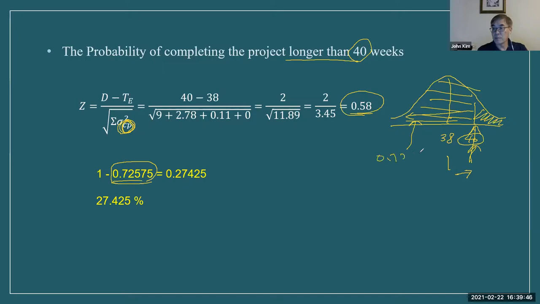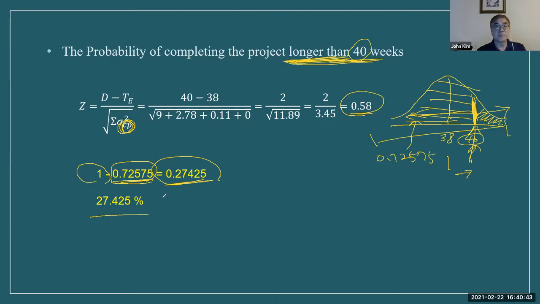But the question asks longer than, from this boundary to the right side. The total is 1, so 1 minus the left side is the right side. So longer than 40 weeks is 1 minus the left side, because the chart gives us only the left side. So the right side is 0.27425. So the probability of completing the project longer than 40 weeks is 27.425%. Question?